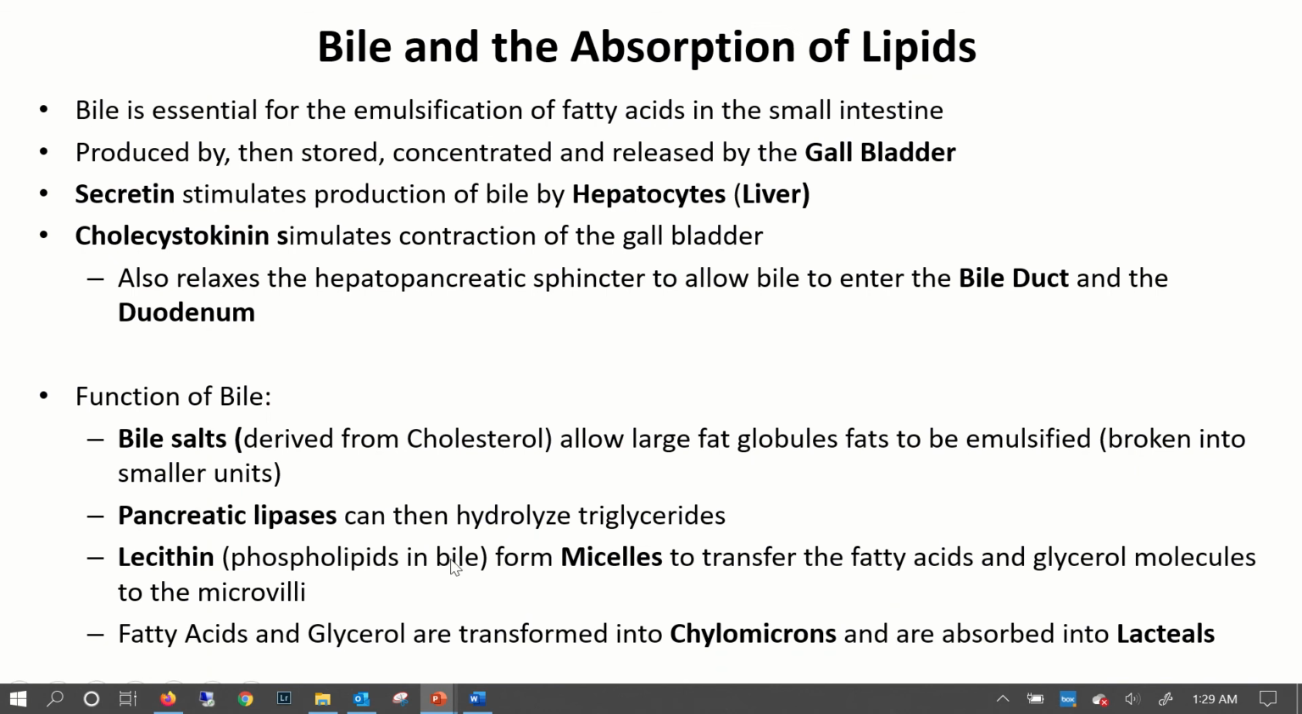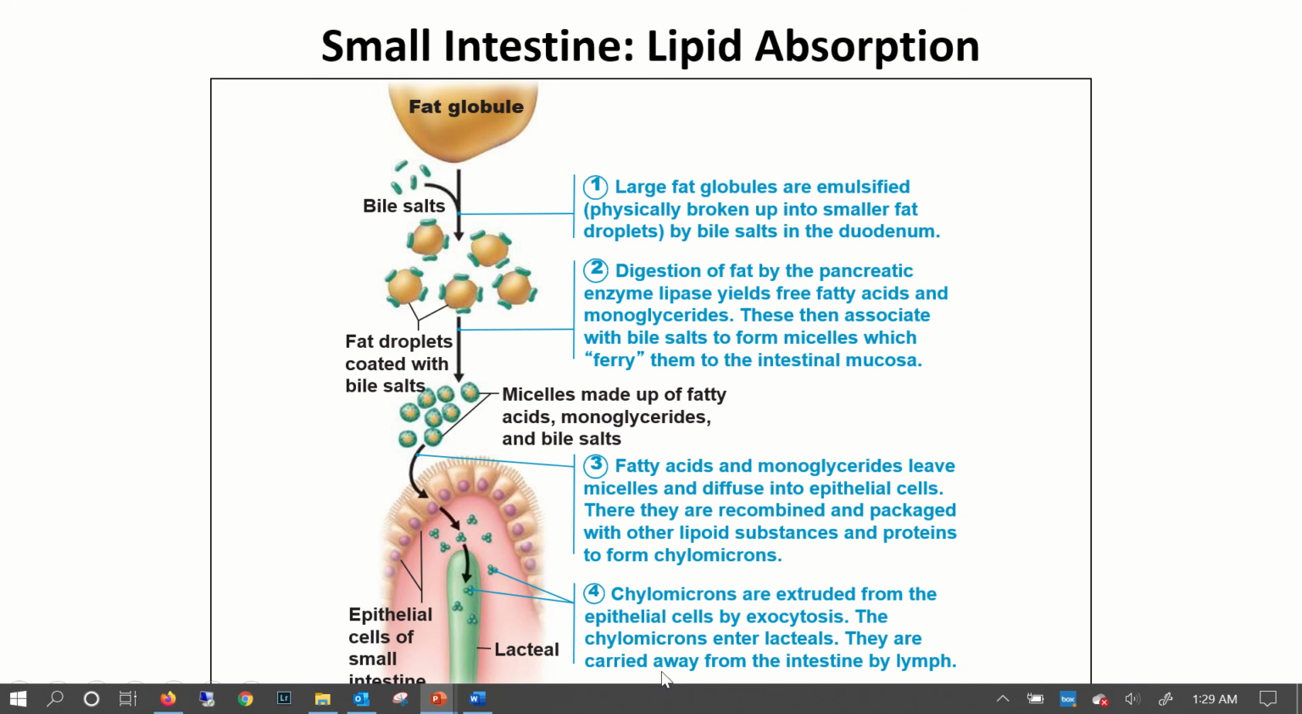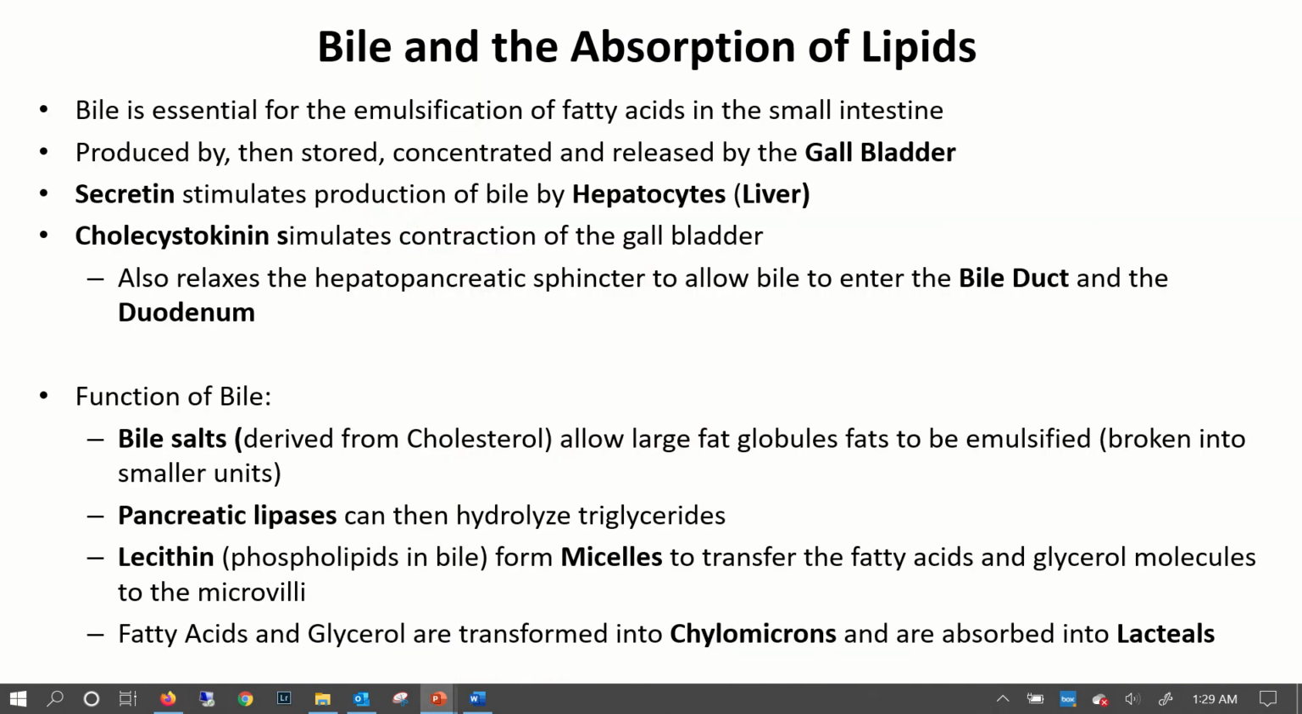At that point in time, they make it across the wall and are picked up by chylomicrons. These little chylomicrons are combinations of tiny little proteins plus the fatty acids and the monoglycerides. Those chylomicrons are how all these components are transported through the lacteals of your villi and all the way to the liver. So it's important to know that bile is not just essential for emulsification, but know here how each component of bile plays a role.